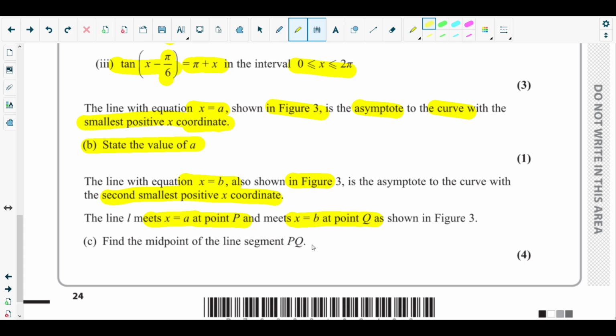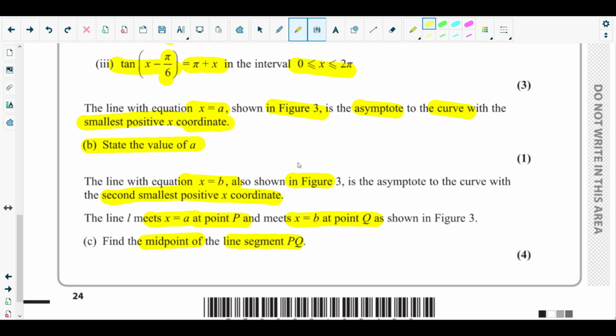So the line L is meeting the two asymptotes of the curve at 2 points, point P with x equals a and point Q with x equals b. So question C asks us to find the midpoint of the line segment PQ. How can we find the midpoint? In order to find it, we need to know the coordinates of point P and point Q.